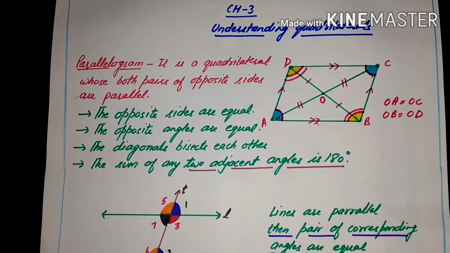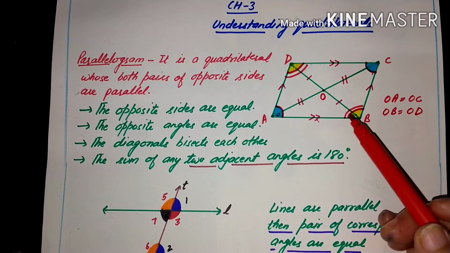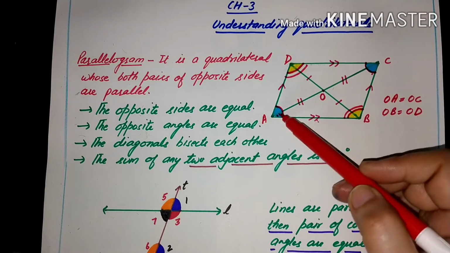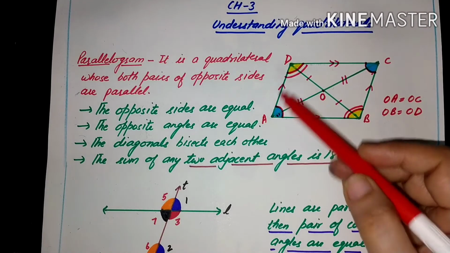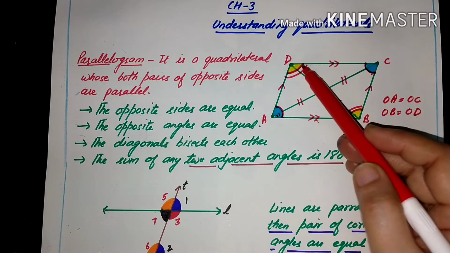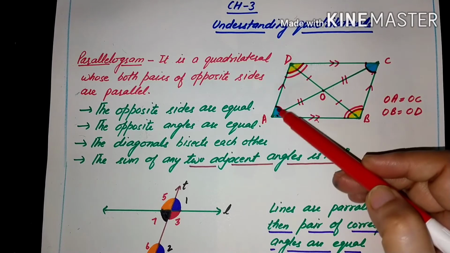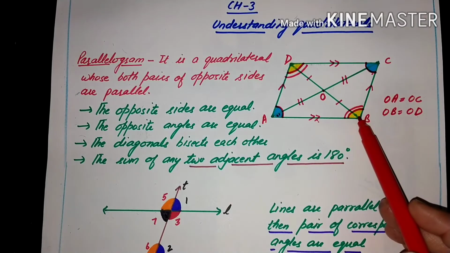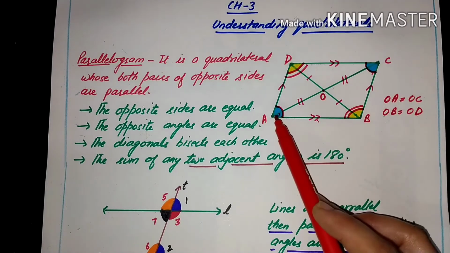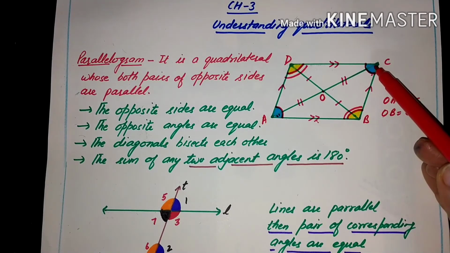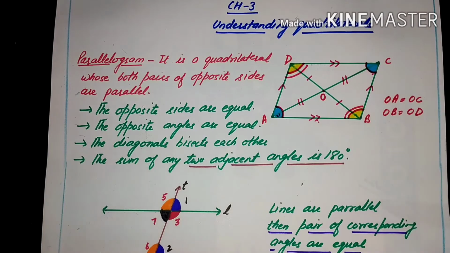Next thing is the sum of any two adjacent angles of a parallelogram is 180 degrees. Adjacent means which are next to one another. Means this angle D and angle A, their sum will be 180 degrees always. Angle A and angle B, they are also adjacent, so their sum will be 180. Angle A plus angle B will be 180 degrees. Angle B plus angle C will be 180 degrees, and so on.